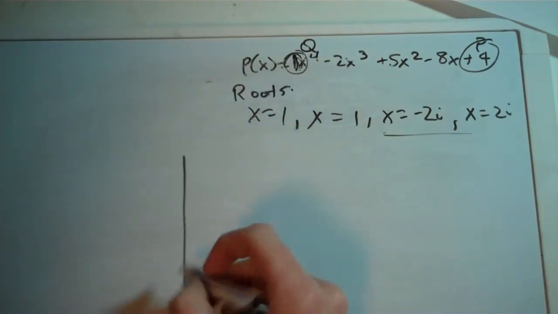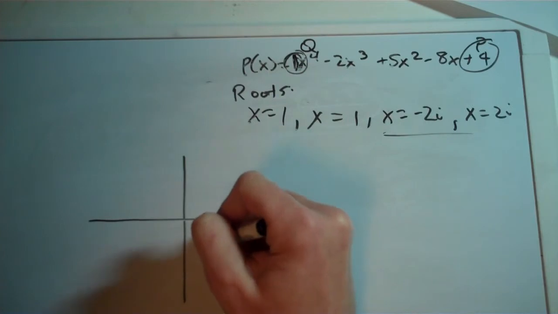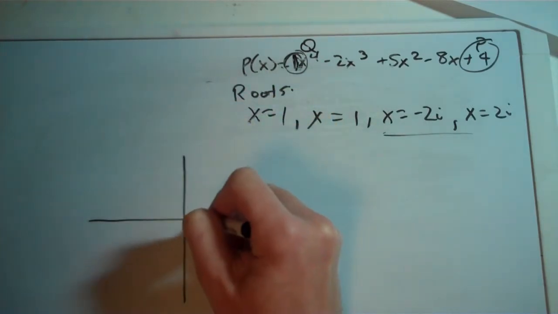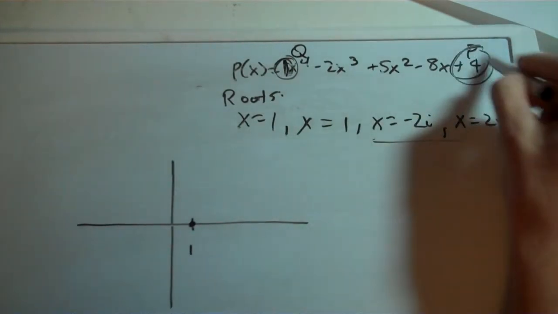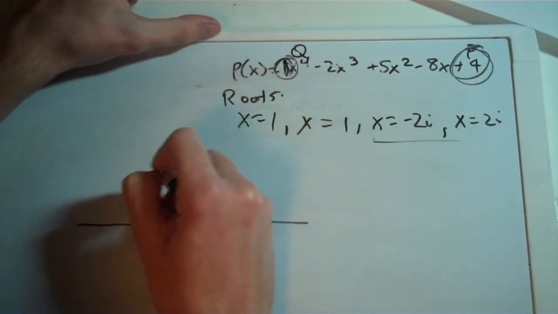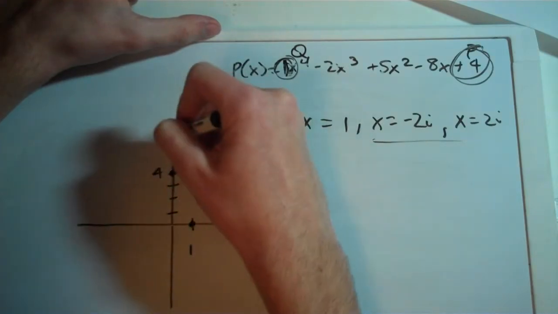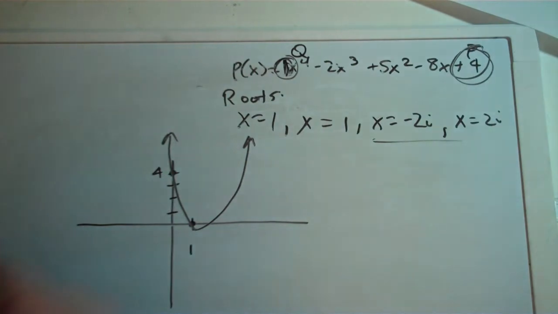So visually, we'll go back to our visual representation. Here's 1, which is our x-intercept. We can look at our equation again and see our y-intercept, which is 4. So we know it's going to look something like that.